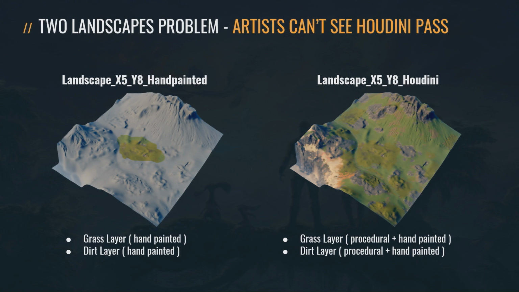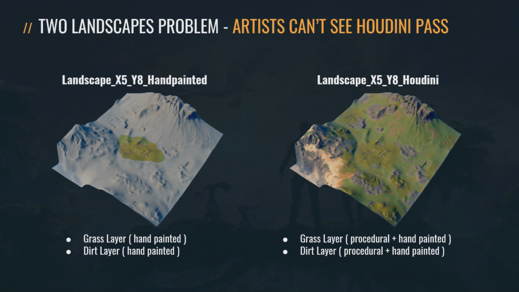At the start of the production, we had one issue. As you can see, we had two landscapes for one location. On the left, we had the gray version of the landscape in which the artist was working. He can paint anything he wants on that landscape. And we had another landscape at the right, at the same location, which was the Houdini landscape. What it does is that it will take the first landscape as input, take all the information that the artist painted, and then create a new version with the Houdini pass and the hand-painted pass.